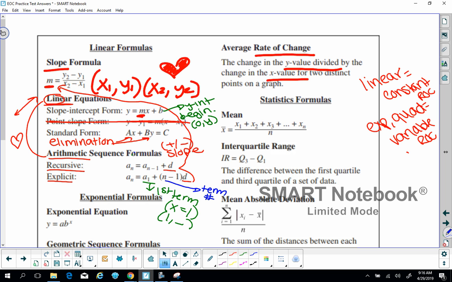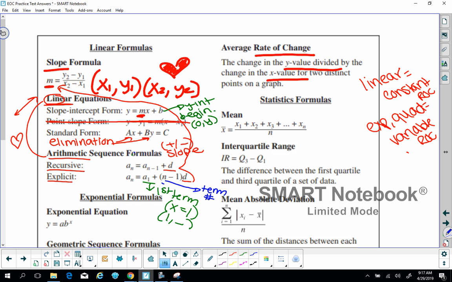So like if they wanted you to write a recursive, you're not filling in any of this. It just means to get the next term, I take the term before, and I add or subtract whatever the slope or common difference is. This one's saying to get a certain term, so like to get the 100th term, I would take the first term, add whatever term I'm looking for minus 1 times whatever my slope is. So it's just to get you a certain number term.